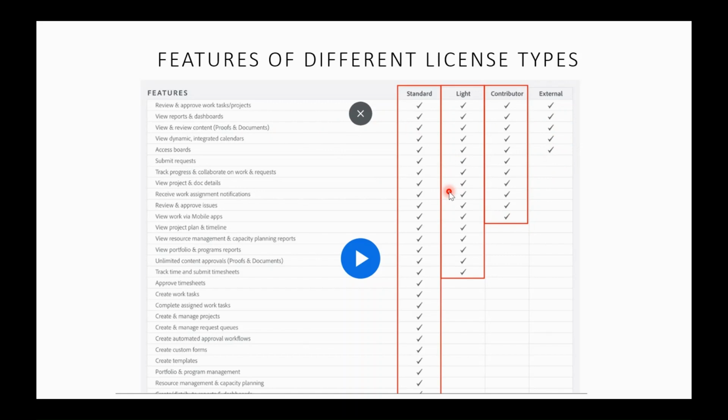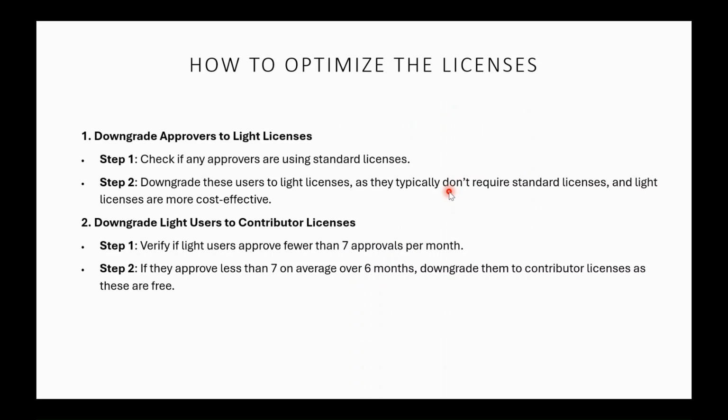Now let's talk about how to optimize the licenses. Downgrade approvers to light licenses. If you have some approvers assigned standard licenses, you don't need that. The approvers only need light licenses. You can identify those kinds of users and downgrade them to light licenses, because light licenses are more cost effective than standard licenses.